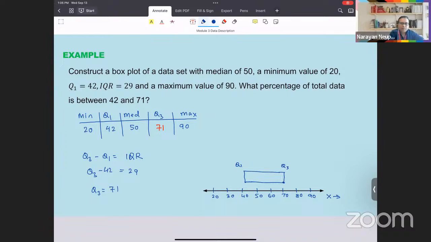Then we draw the median at 50. So right above 50, you draw that line, that is the median. You can see here is 50. So right above that, I draw that vertical line. That is the median.